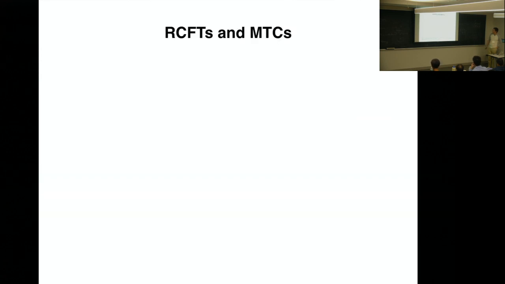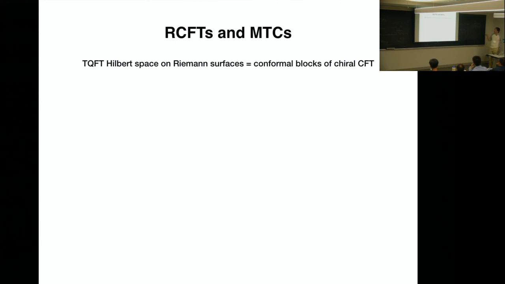For 1+1 CFT, there's an extremely powerful tool that we can use, that is the bulk-boundary correspondence, and we really understand a lot about the topological field theory in 2+1. So rational conformal field theory and MTCs are, it's well known, closely related. I forgot to say that everything is rational, we only have a finite number of primary fields. And well, there are a few ways to state the correspondence. One is that the TQFT Hilbert spaces on Riemann surfaces are given by the conformal blocks of the chiral CFT.